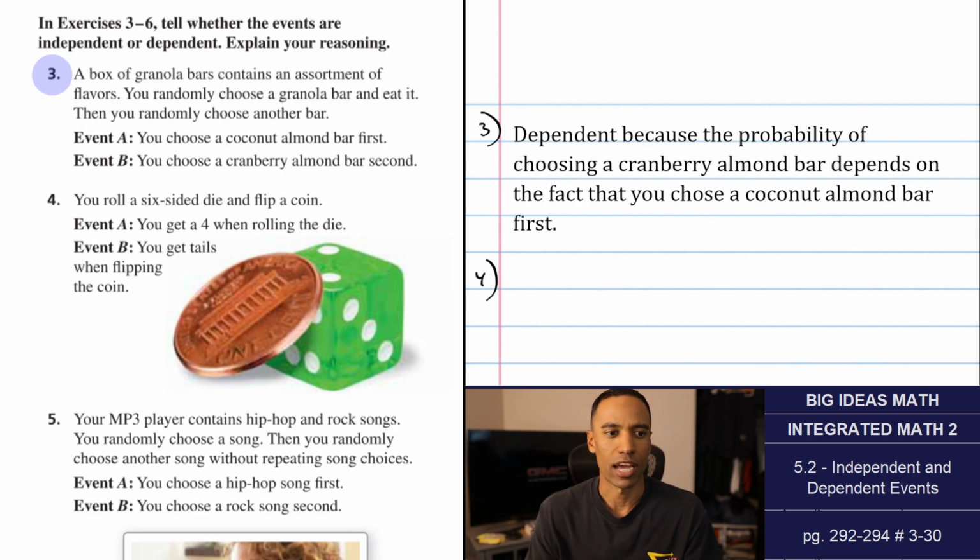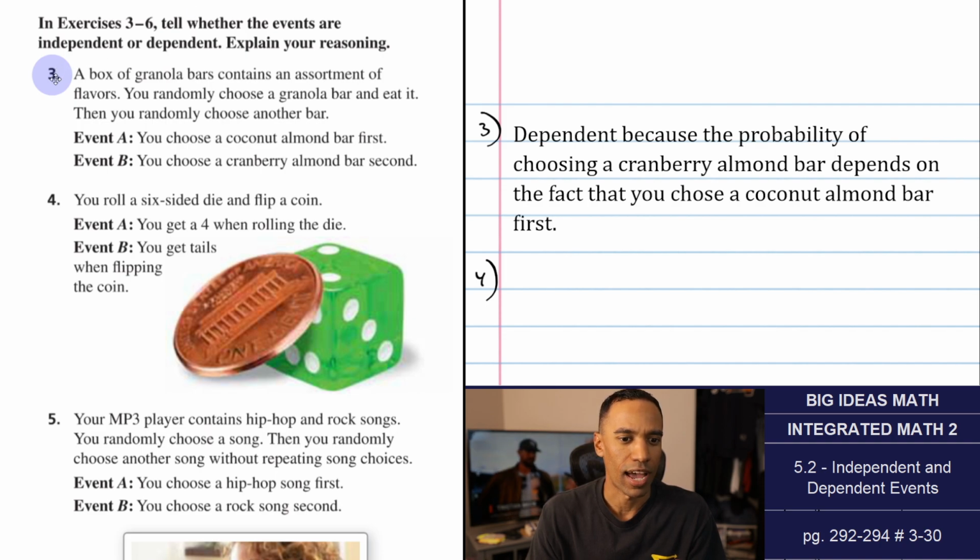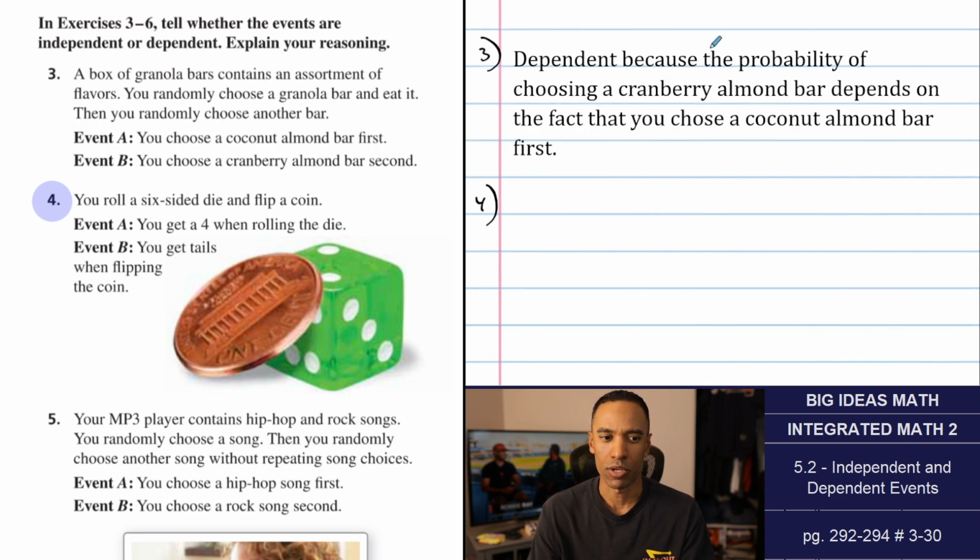You roll a 6-sided die. Oh, I have to move the thingy. You roll a 6-sided die and flip a coin. Event A, you get a 4 when rolling the die. Event B, you get tails when flipping the coin. Are these independent or dependent?